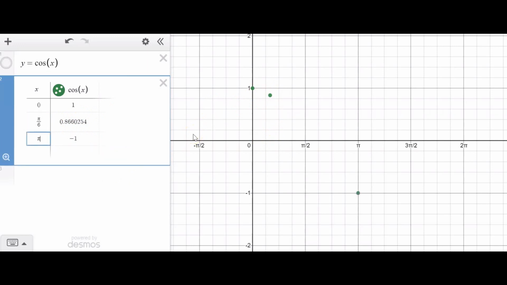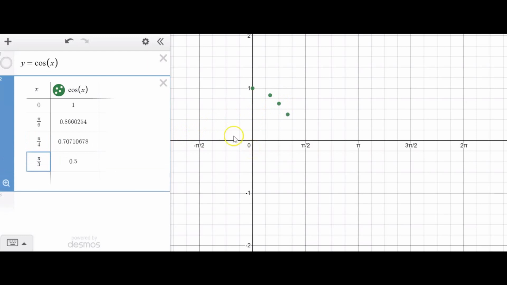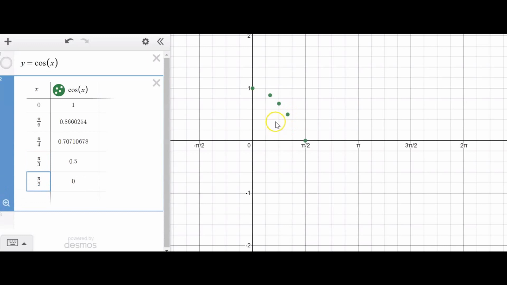Then we're going to have pi over 4, and that's going to be square root of 2 over 2. Then we're going to do pi over 3, and that's going to give us 1/2. And then, of course, at pi over 2, cosine is equal to 0. And so whereas sine started at 0, 0 and curved up to 1, to pi over 2 and 1, cosine starts at 0, 1 and curves down to pi over 2 and 0. So it starts at 1 and curves down to 0.